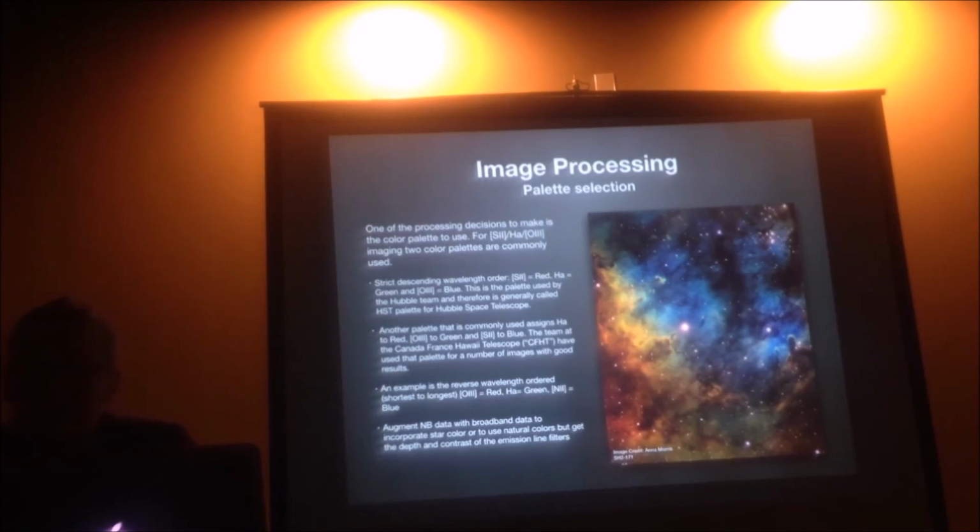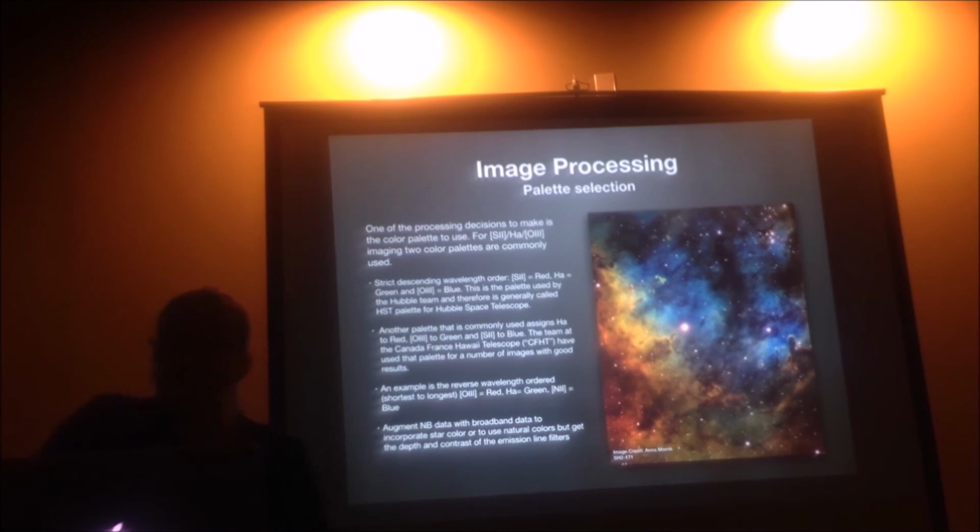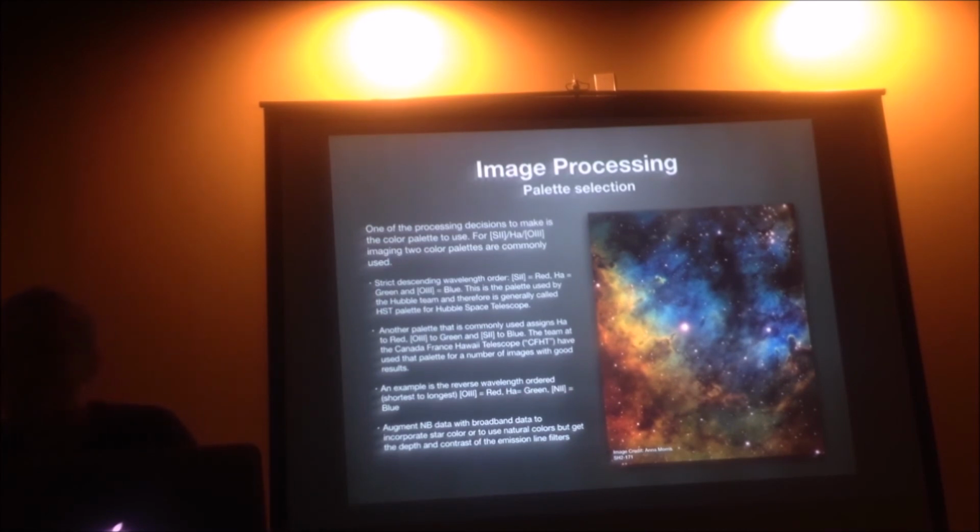And then palette selection is a big one for this. There are so many different palettes you can do. You can customize it however you want, really. There are a few more common ones. The most common is probably the Hubble palette, which is descending wavelength order. So putting the S2 in the red, hydrogen alpha in the green, O3 in the blue, and having them all balanced out as you do that.